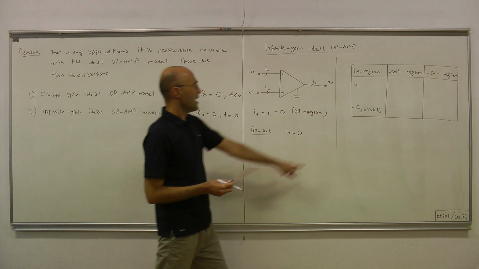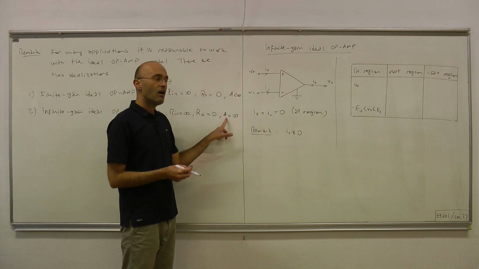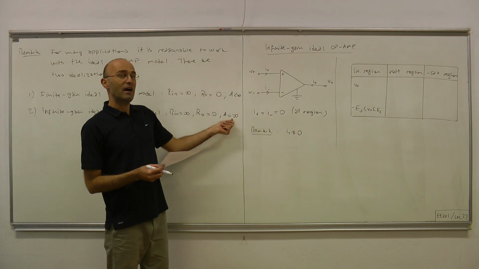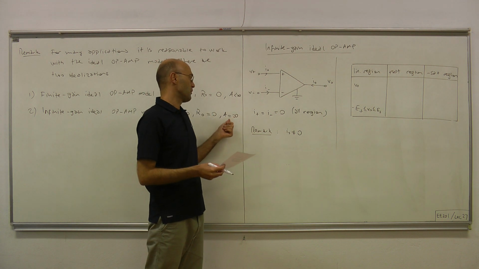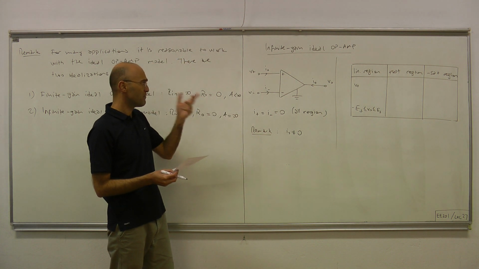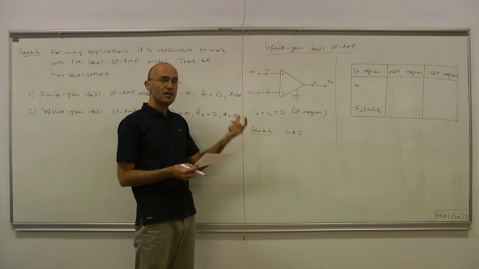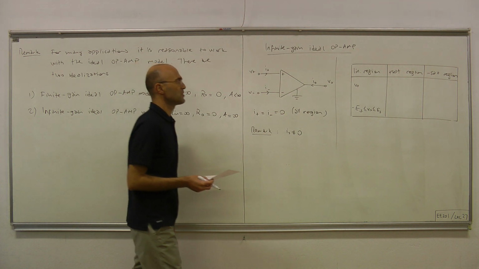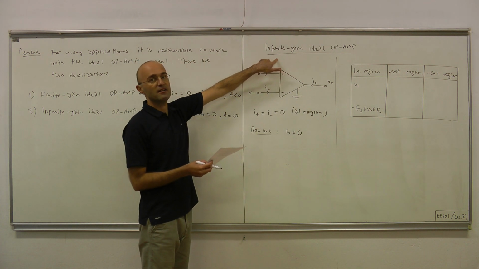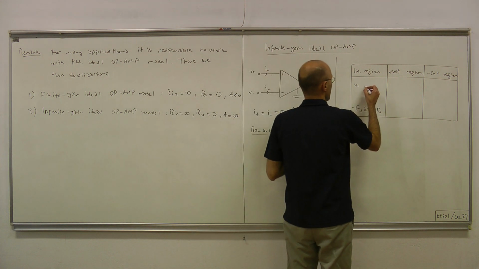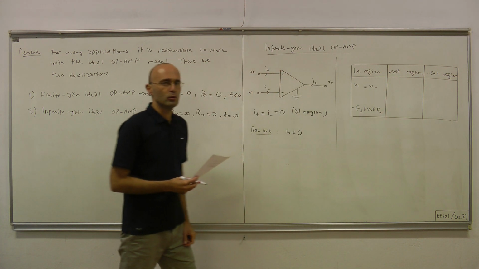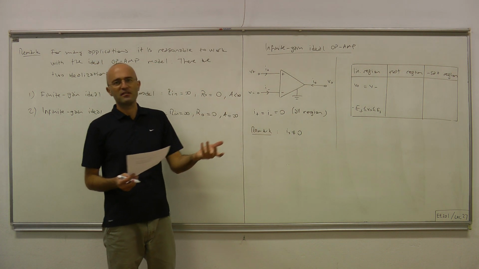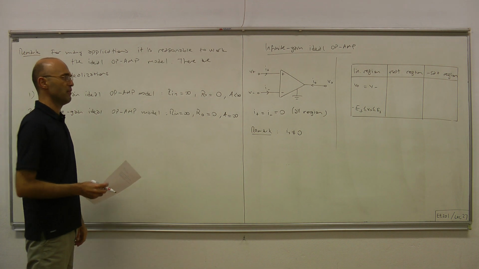Since the output voltage is A times the difference, V plus minus V minus, V plus minus V minus cannot be anything different than zero according to this model, because something different than zero times infinity gives us infinity, and the output voltage can never be infinity. So in the linear region, according to the infinite gain ideal op-amp model, V plus and V minus must be equal, so that the difference is zero, and what we have is infinity times zero, and infinity times zero can be anything you want.